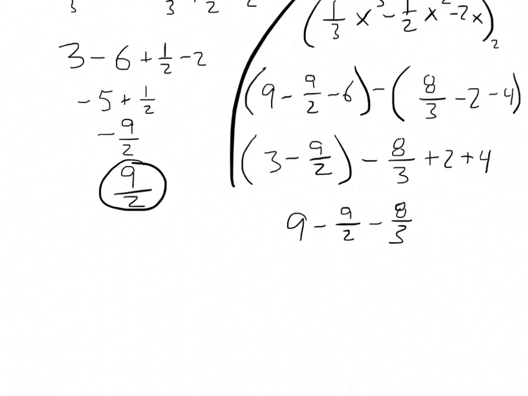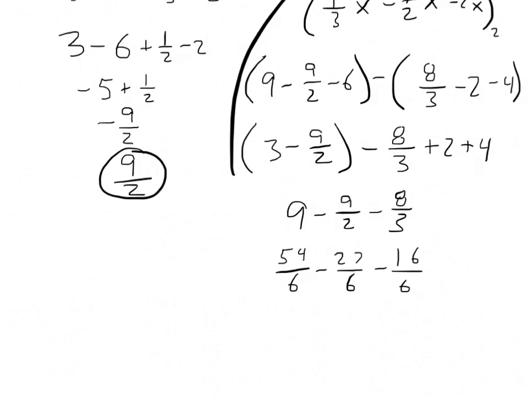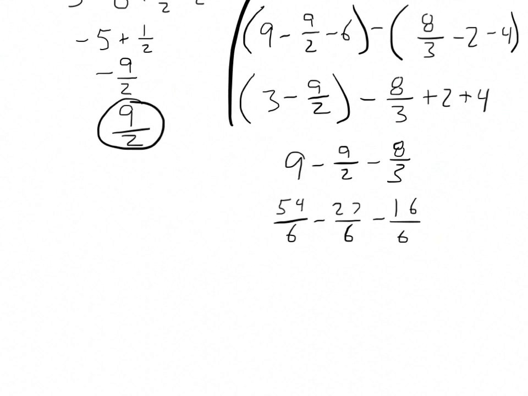And if we're going to keep doing this by hand, then I've got to get a common denominator here, which will be sixths, so that'll be 54 sixths minus 27 sixths minus 16 sixths. Just for reference, I don't usually have you guys do this much arithmetic. 54 sixths minus, let's see here, that'll be 43 sixths. And so this gives us 11 sixths.